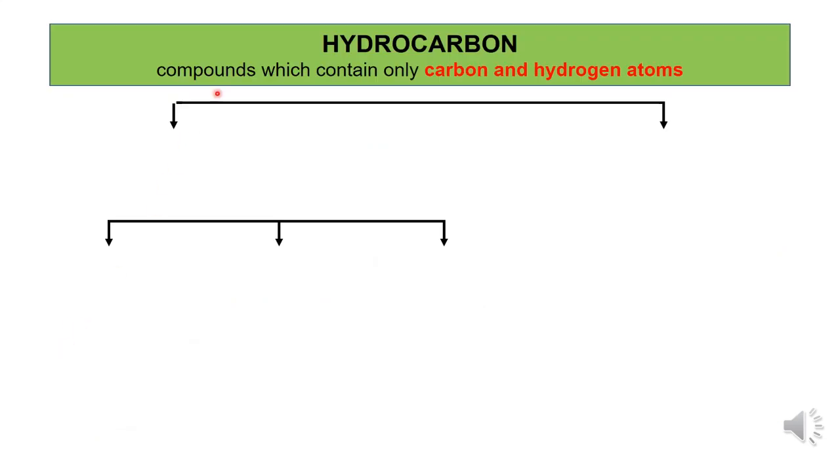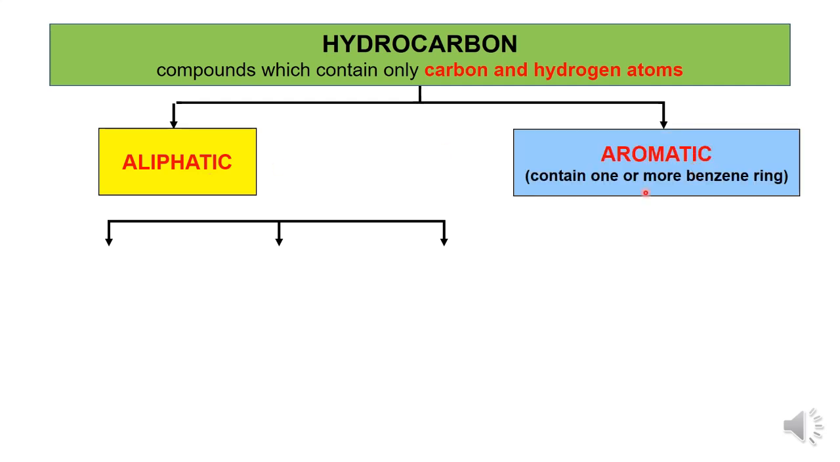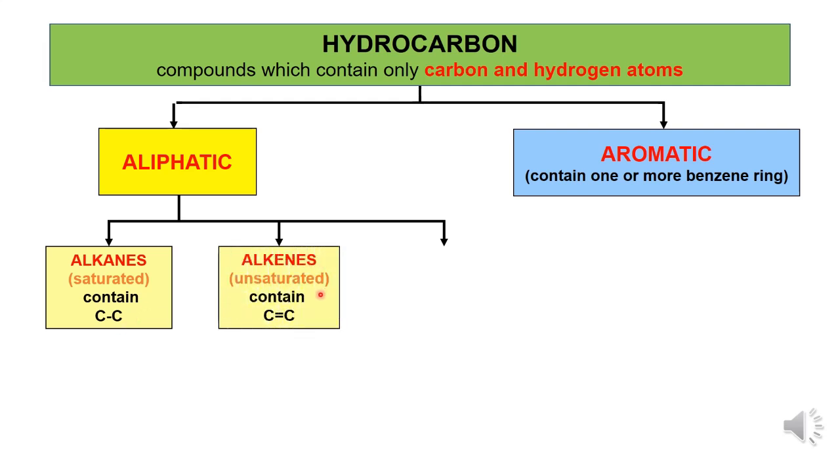Hydrocarbon is a compound which contains only carbon and hydrogen atoms. Hydrocarbons are classified as aliphatic hydrocarbon and aromatic hydrocarbon, which contain one or more benzene rings. Aliphatic hydrocarbons: Number 1, alkanes are saturated hydrocarbons because they contain carbon-carbon single bonds. Number 2, alkenes are unsaturated hydrocarbons because they contain carbon-carbon double bonds. Number 3, alkynes are unsaturated hydrocarbons because they contain carbon-carbon triple bonds.